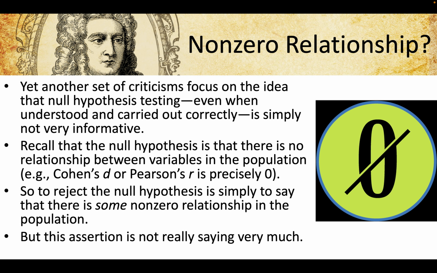Yet another set of criticisms focus on the idea that null hypothesis testing, even when understood and carried out correctly, is simply not very informative. Recall that the null hypothesis is that there is no relationship between variables in the population. For example, Cohen's d or Pearson's r is precisely 0. So to reject the null hypothesis is simply to say that there is some non-zero relationship in the population. But this assertion is not really saying very much.